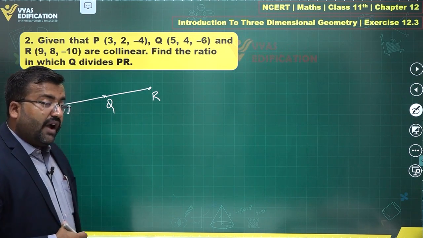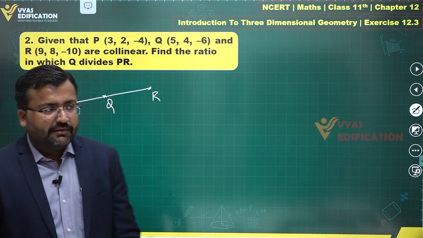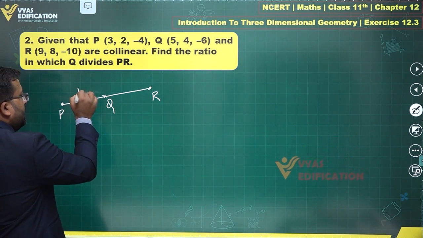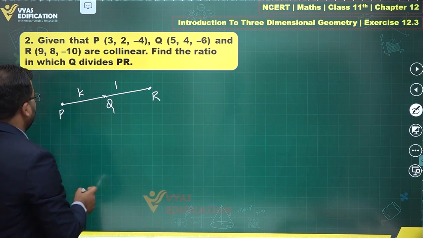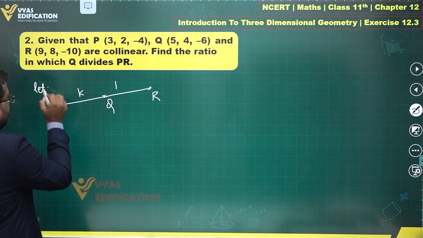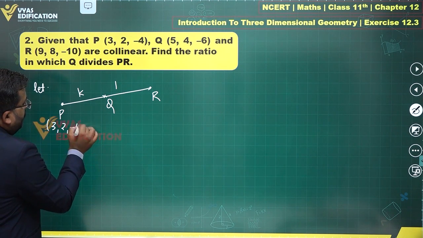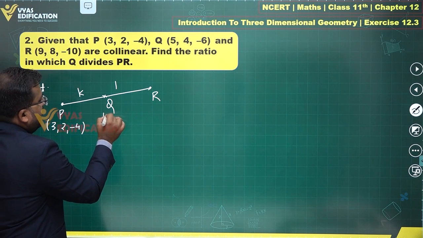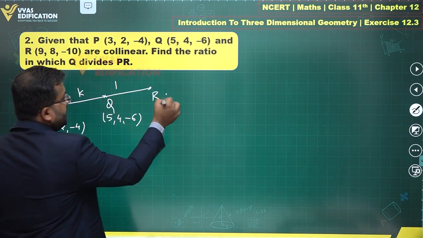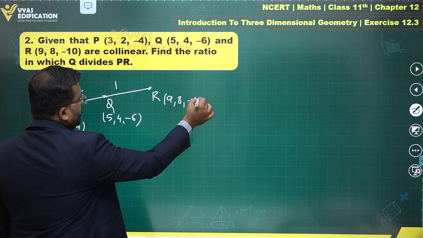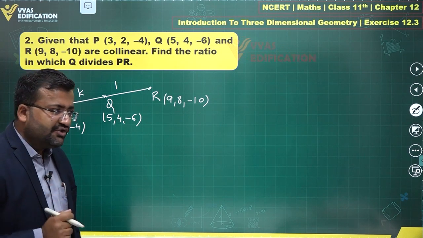When we are supposed to find the ratio, don't use m is to n. Simply use k is to 1. Right? Lambda is to 1 or k is to 1. Let's say PQ is to QR is k is to 1. Okay. Let this be the ratio. Point P is given 3, 2, minus 4. Point Q is given 5, 4, minus 6. Point R is given 9, 8, minus 10. Okay. And I am given the ratio is k is to 1. I have assumed that the ratio is k is to 1.